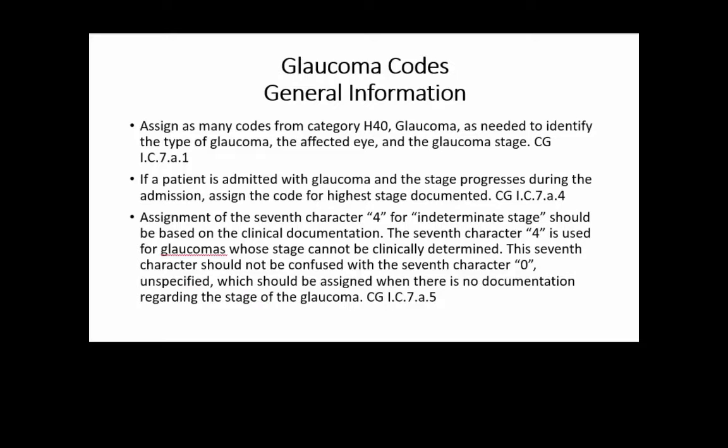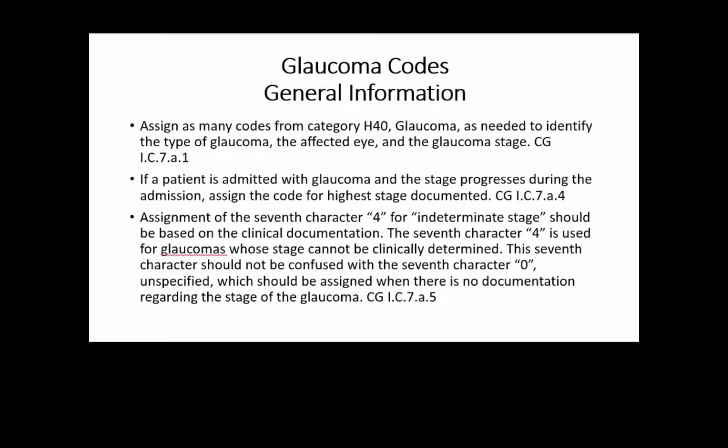Assign as many codes from category H40 glaucoma as needed to identify the type of glaucoma, the affected eye, and the glaucoma stage. Most of the guidelines, in fact I think all the guidelines in this chapter, have to do with glaucoma. If a patient's admitted with glaucoma and the stage progresses during the admission, you're going to assign the code for the highest stage that was documented. We do have an example in this PowerPoint about that.